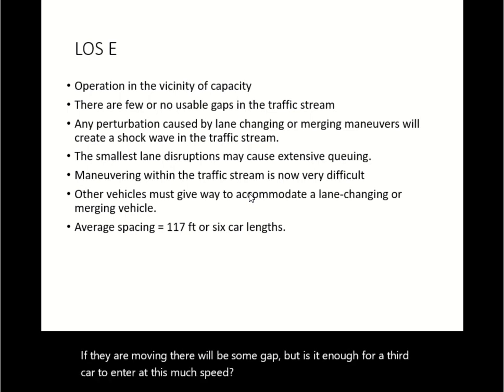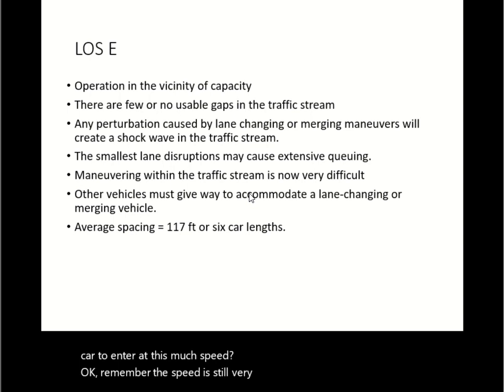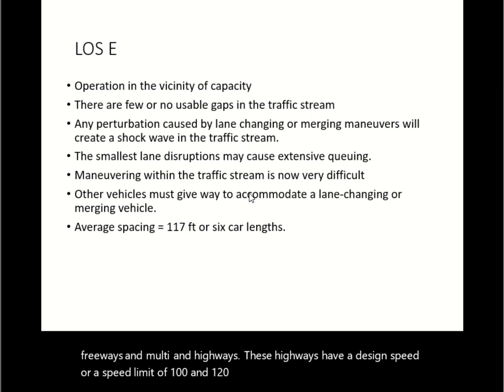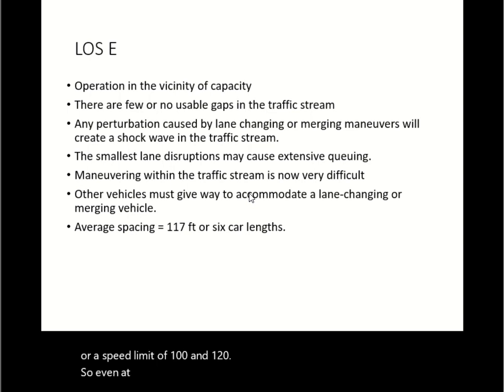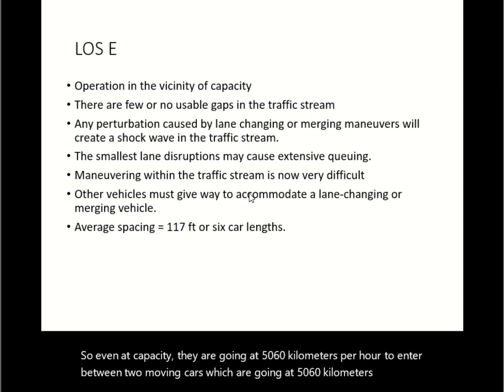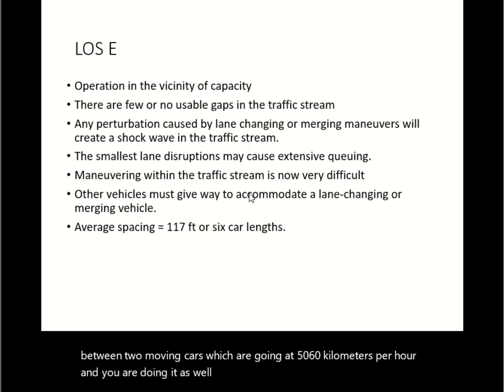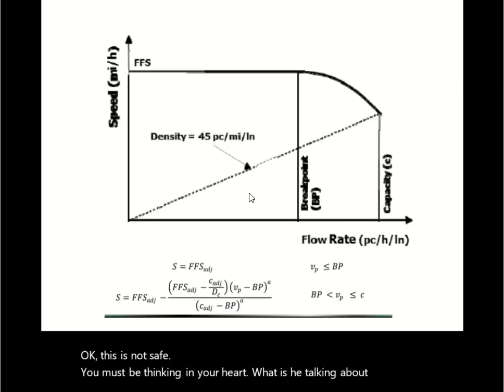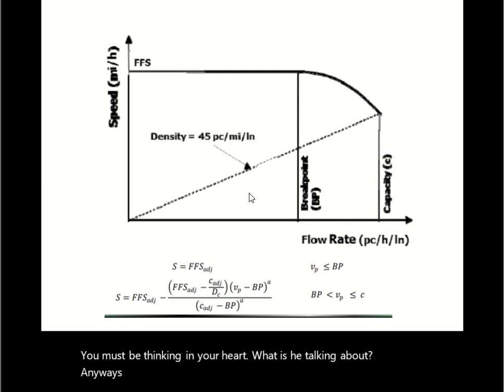Okay, remember the speed is still very high. We are talking about freeways and multi-lane highways. These highways have a design speed or a speed limit of 100 and 120. So even at capacity, they are going at 50-60 kilometers per hour. To enter between 2 moving cars which are going at 50-60 kilometers per hour, okay, this is not safe. You must be thinking in your heart, what is he talking about? Anyways, yeah, it's not safe.